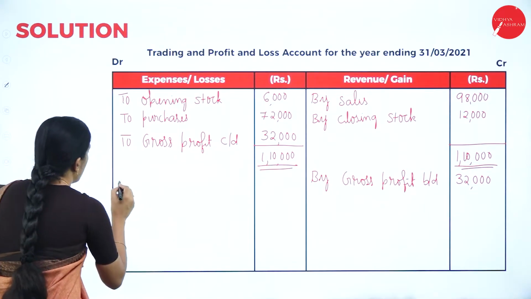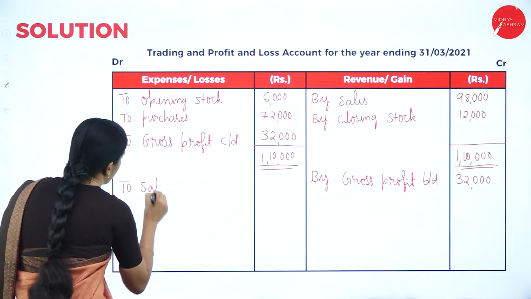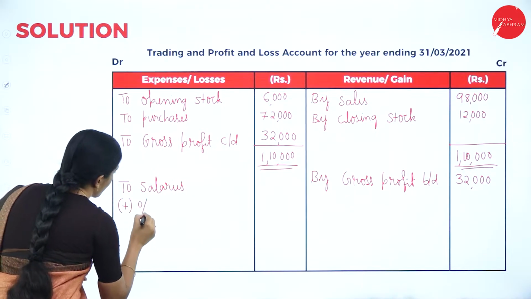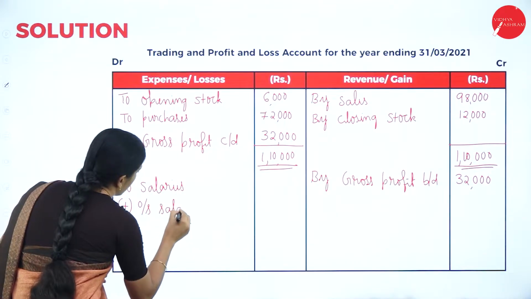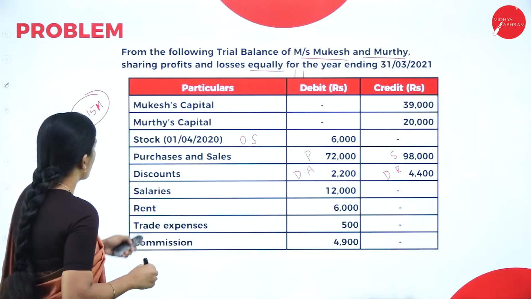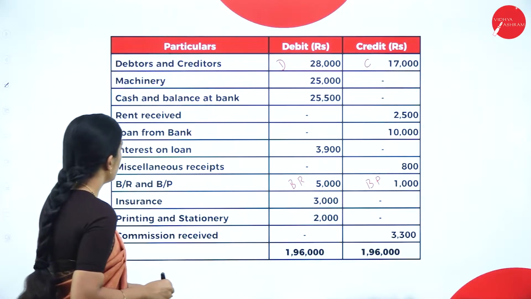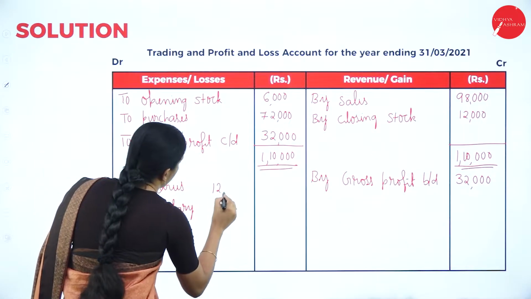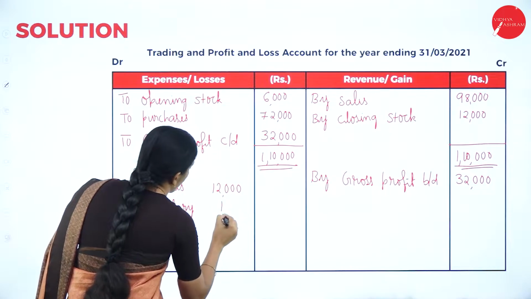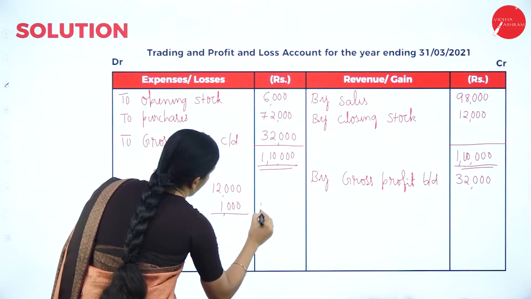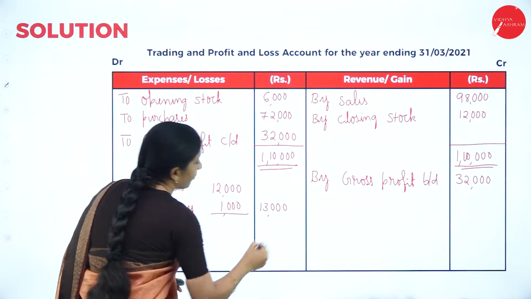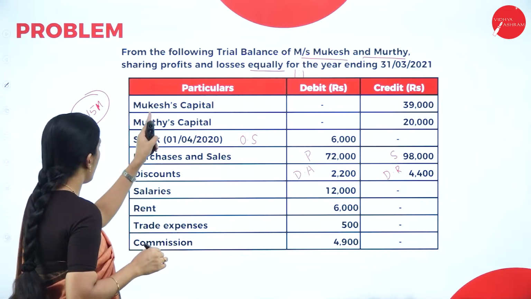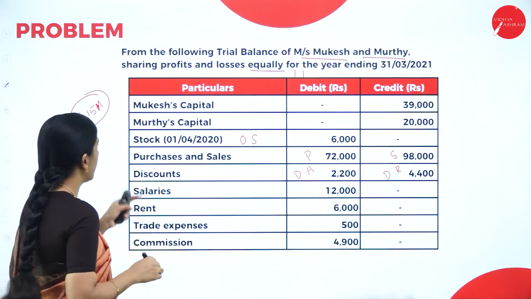So, you have to add outstanding salary. So, how do you record? To salaries, add outstanding salary. So, salary how much? Salary is 12,000, outstanding salary is 1,000. So 12,000 plus 1,000, outer column 13,000. Next, we shall record all other indirect expenses as per the order they have given in the trial balance.